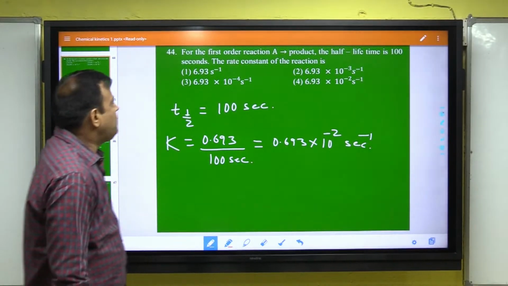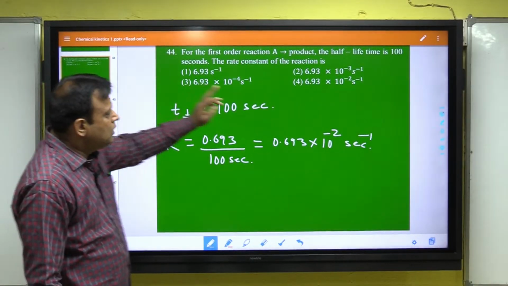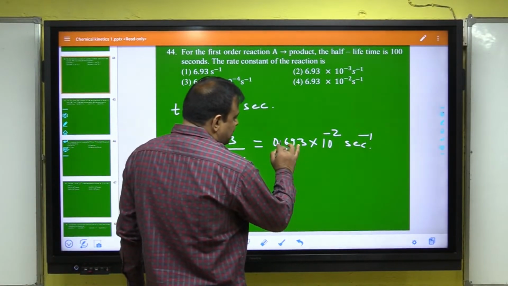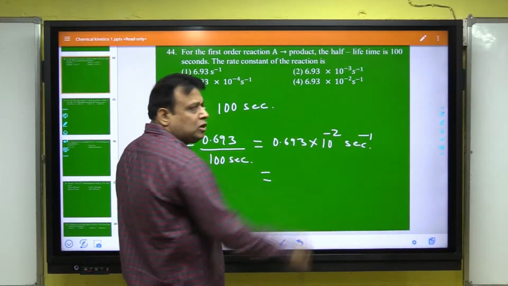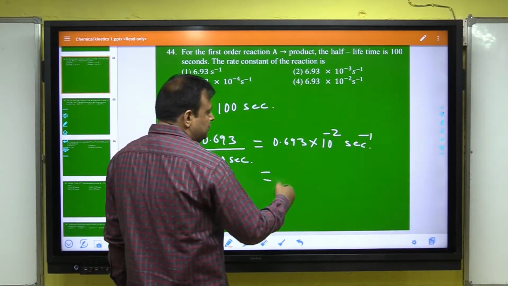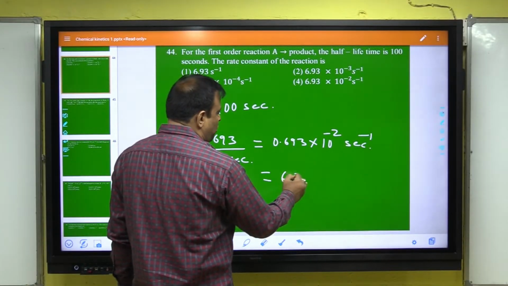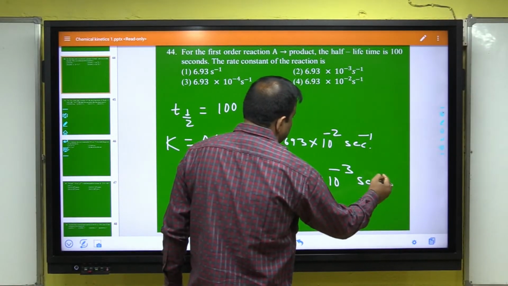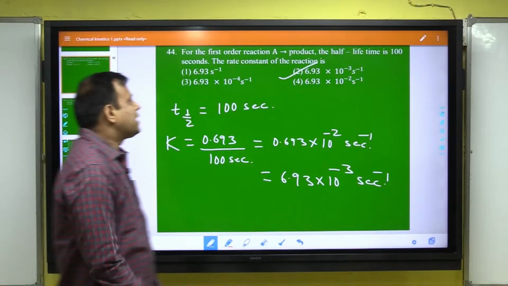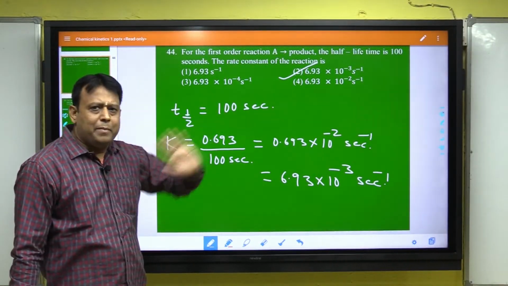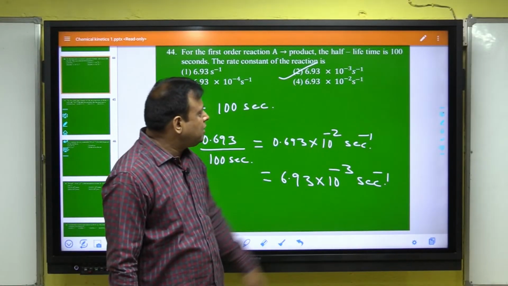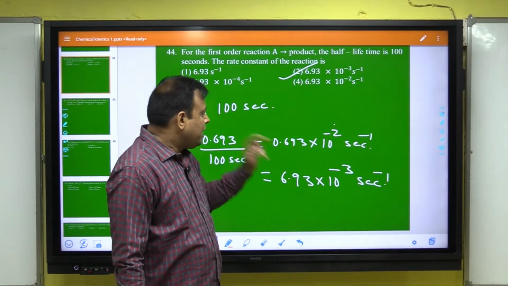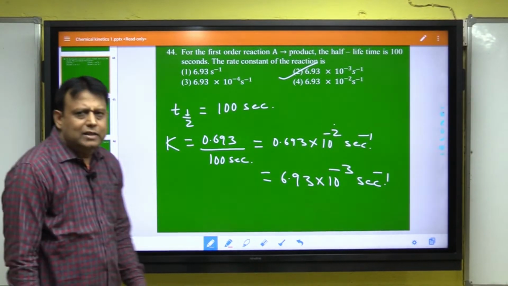Now, according to the options, 6.93 into 10 to the power minus 3. Listen, actually it is 0.693 into 10 to the power minus 2, and hence it may be 6.93 into 10 to the power minus 3 second inverse. And hence option number 2 is correct. 6.93 into 10 to the power minus 4 is not correct. 6.93 into 10 to the power minus 2, no. 0.693 into 10 to the power minus 2 is correct, and hence the correct answer will be the second option.